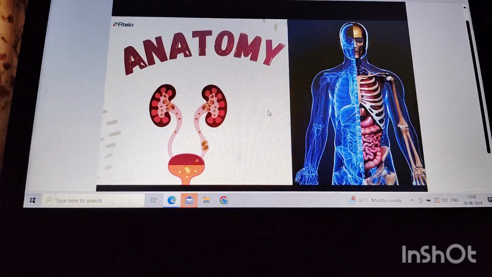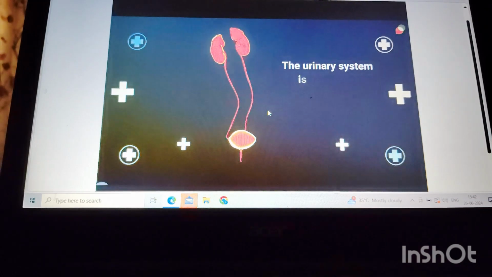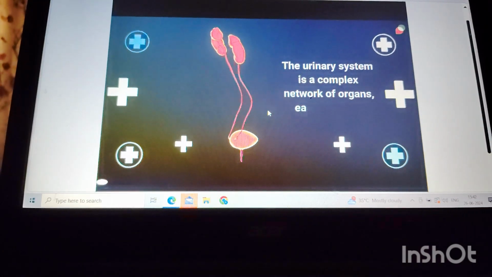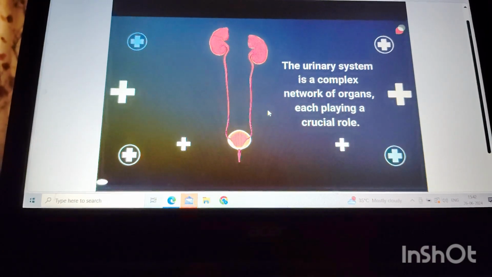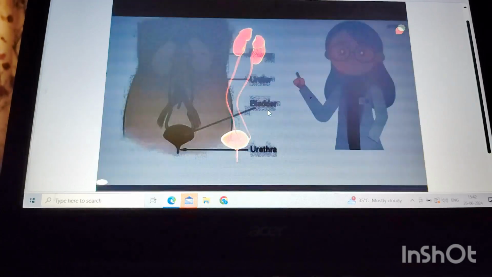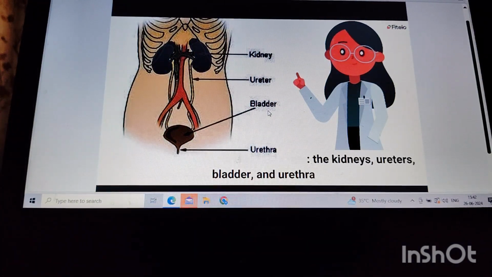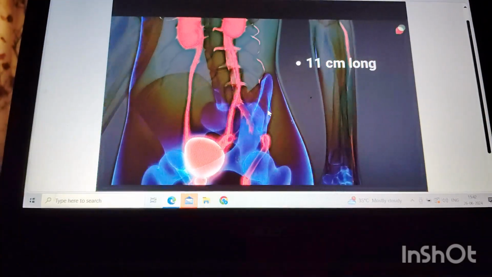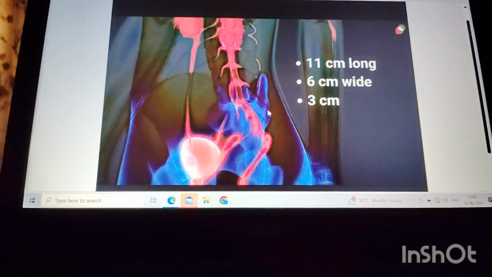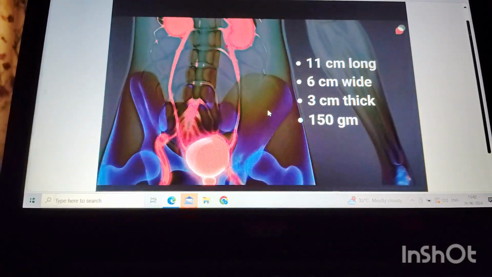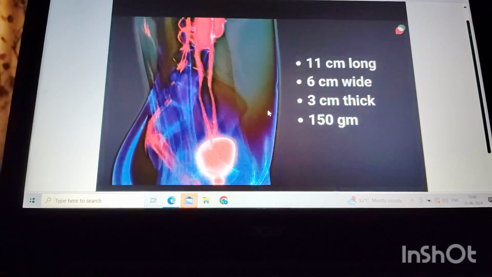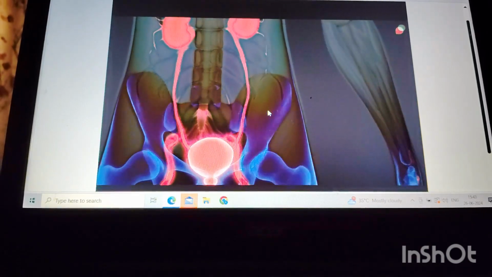So stay tuned as we delve deeper into the anatomy of the urinary system. The urinary system is a complex network of organs, each playing a crucial role. It is made up of 4 components: the kidneys, ureters, bladder, and urethra. Kidneys are bean-shaped organs about 11 cm long, 6 cm wide, 3 cm thick, and weigh 150 grams.